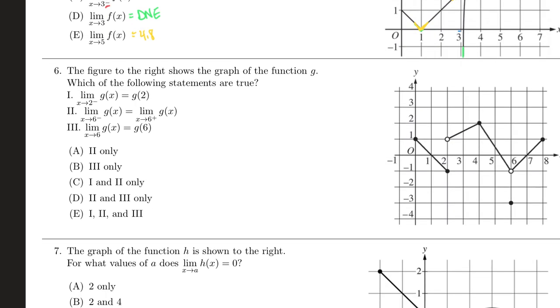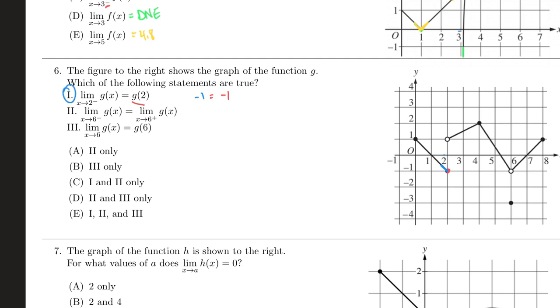All right, for 6, we have kind of 3 different things we have to decide if they're true or not. So the first thing, the left-hand limit at 2 is equal to g of 2. Well, g of 2 is the exact value at 2, which is just that dot there. All right, so g of 2 is -1. The left-hand limit at 2, we look just to the left of 2, and we're in this area there, and it's also going to give us -1. So 1 is right.